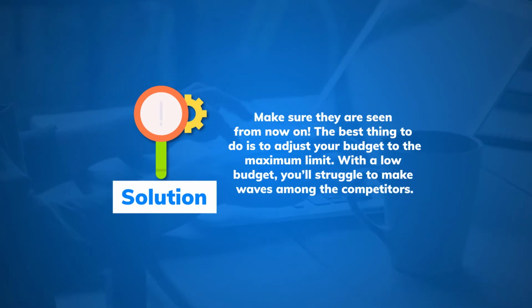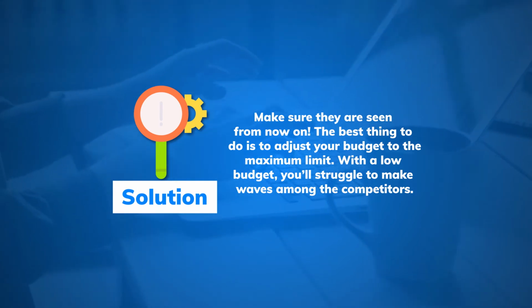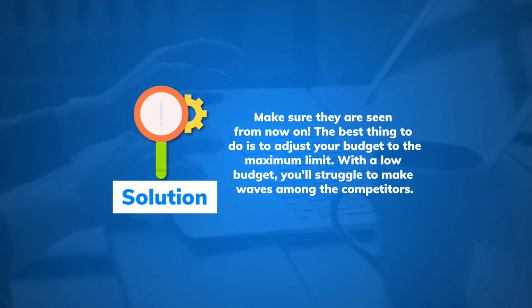When you're trying to improve your PPC ads, you must realize that impressions are the first stage of the life cycle. If your ads aren't getting enough impressions, it's a poor start. The solution is to make sure they are seen from now on. The best thing to do is to adjust your budget to the maximum limit. With a low budget, you'll struggle to make waves among the competitors.